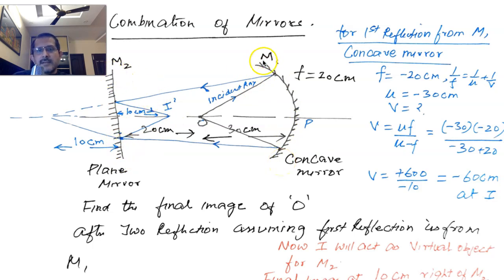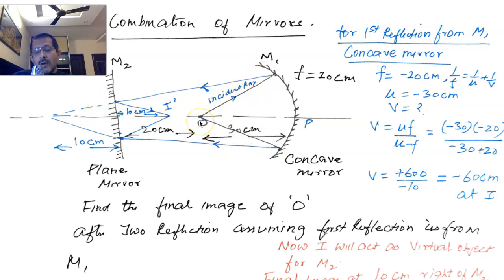This is a plane mirror and this is a concave mirror. The plane mirror is M2 and the concave mirror is M1. Now there is an object which is kept here. Distances are given here. Now find the final image of O of this object after two reflections, assuming the first reflection is from M1.